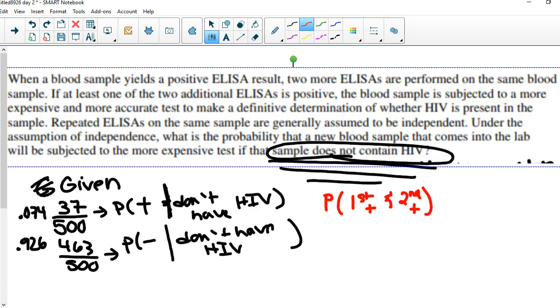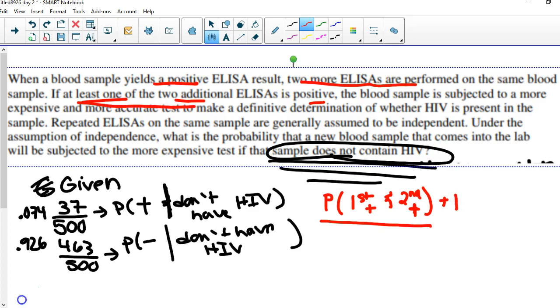All right, so where is this coming from again? If they test positive, where does it say 2 more ELISAs are performed? If at least one of them tests positive, they're going to get more testing. So that's one way we could get more testing right here. The first one is positive, and then the second one's positive. So then it needs more expensive testing. They're not even going to give that third test because this was positive. So at least one of the two additional is already, like, we're already getting more tests.